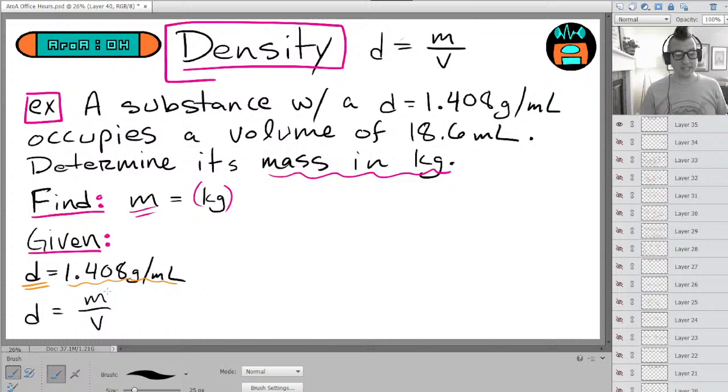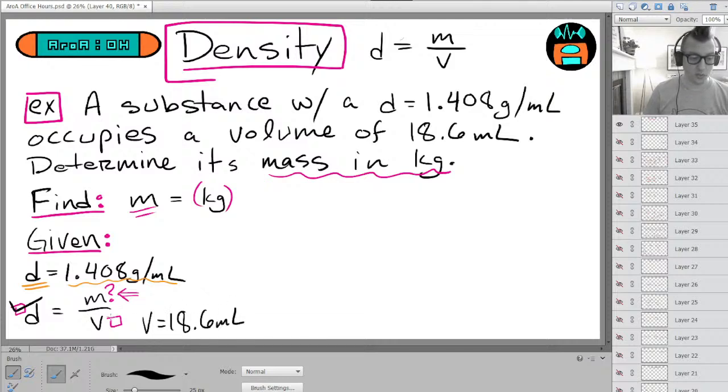We've been told to find mass, and check it out. Mass is in this equation, which means that if you know the density and you know the volume, you can find mass. All right? And guess what? We've just written down what the density is. Now we're on the hunt for volume. We go back to the problem and we see that the volume of this sample of material is 18.6 milliliters.